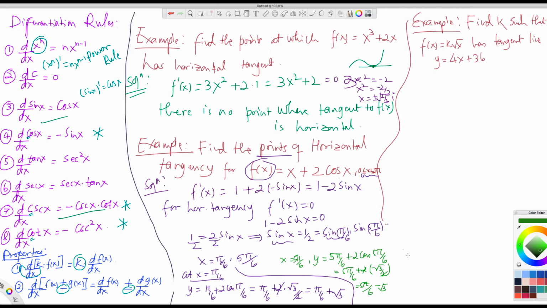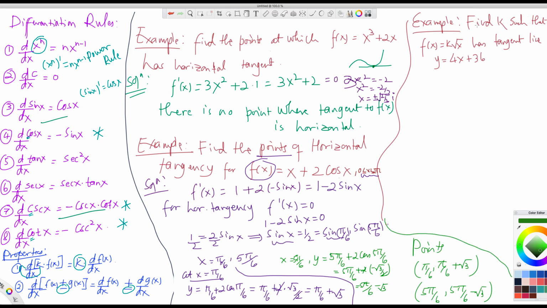So what are the points then? If you take x equals pi over 6, one point is pi over 6 comma pi over 6 plus root 3. Pi over 6 is the x value, and then pi over 6 plus root 3 is the y value. The other point is 5 pi over 6 comma 5 pi over 6 minus root 3. This is how you get the points of horizontal tangency.